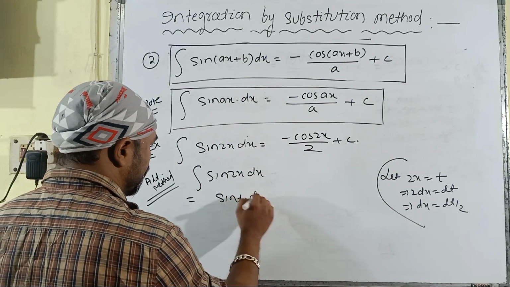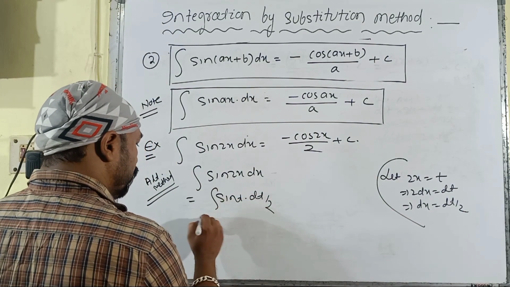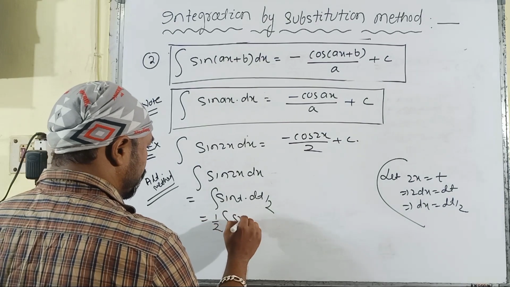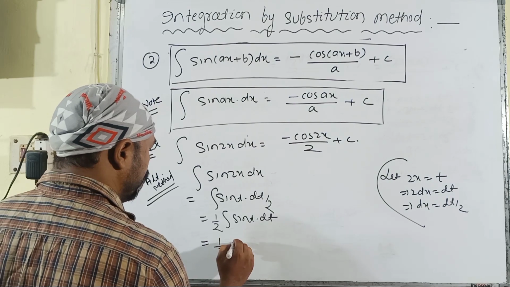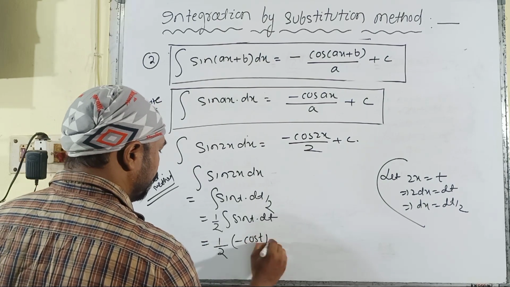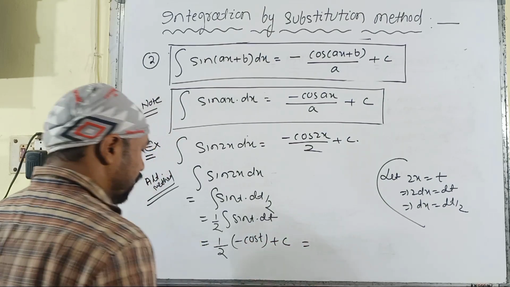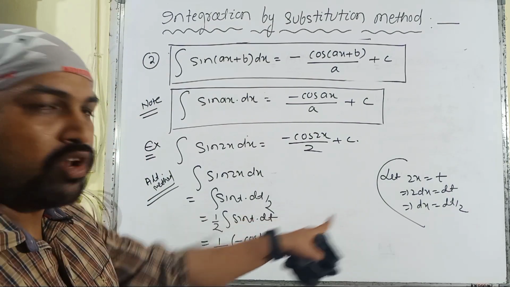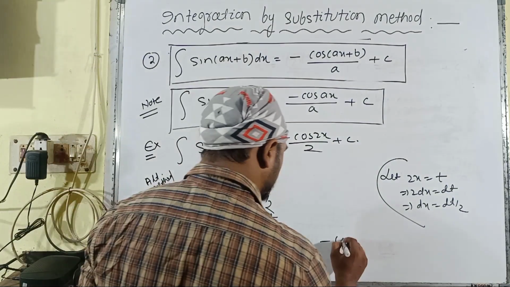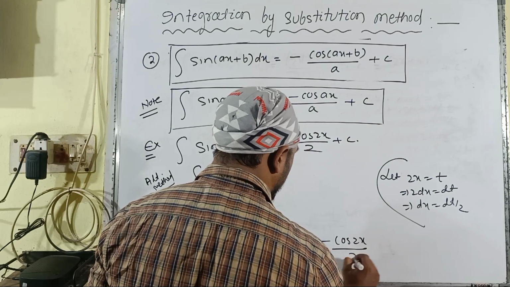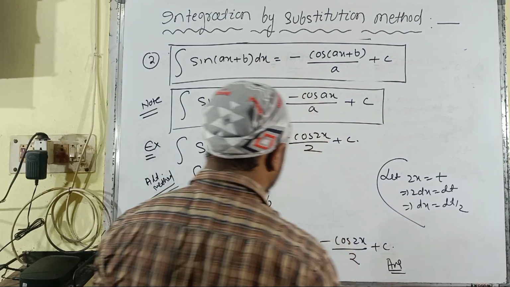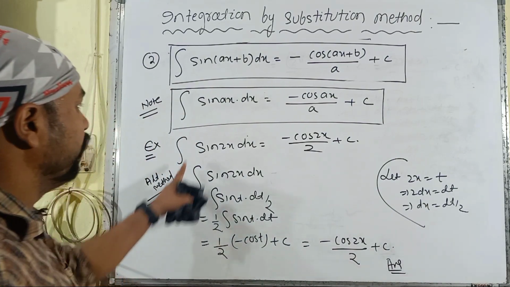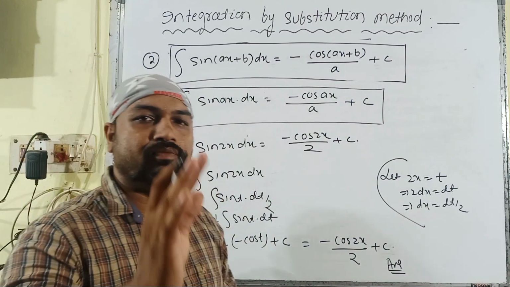So sin t dt divided by 2. 1 by 2 is a constant, so it will be sin t dt, and then the result is 1 by 2 times minus cos t plus any constant c. Then by applying the value of t here, minus cos 2x divided by 2 plus any constant c, and this is the answer for the example based upon the note of theorem number 2.